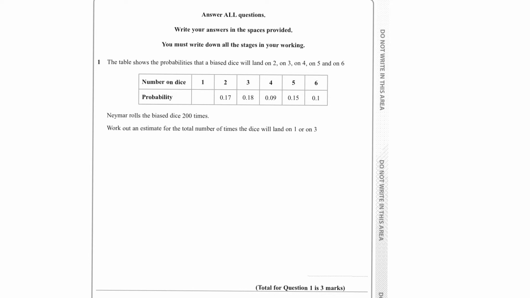So we know that the probability of it landing on a 3 is 0.18, but landing on a 1, we need to work that out. So we know total probability adds up to 1. And I've got my video for probability in the link above if you want to watch that to refresh your memory. So to work out the probability of it landing on a 1, we need to do 1 take away 0.17, take away 0.18, take away 0.09, take away 0.15, take away 0.1. And if you were to work that out in your calculator, you would be left with an answer of 0.31. So we know that the probability of it landing on a 1 is 0.31.